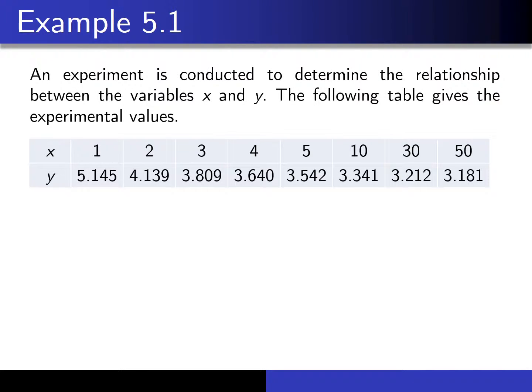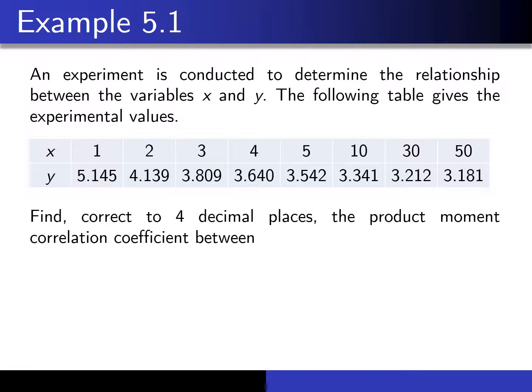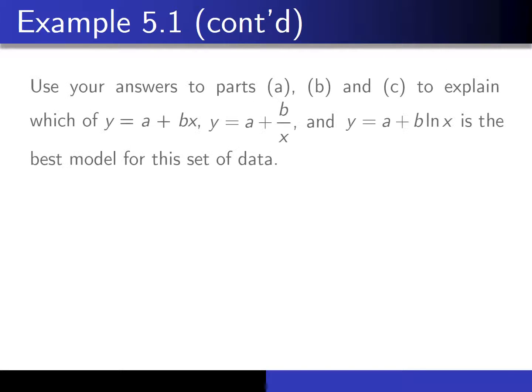An experiment is conducted to determine the relationship between the variables x and y. The table, as shown on the screen, gives the experimental values. Find, correct to 4 decimal places, the product moment correlation coefficient between (a) x and y, (b) 1 over x and y, and (c) ln x and y. Use your answers to parts (a), (b), and (c) to explain which of y equals a plus bx, y equals a plus b divided by x, and y equals a plus b times ln x, is the best model for this set of data.